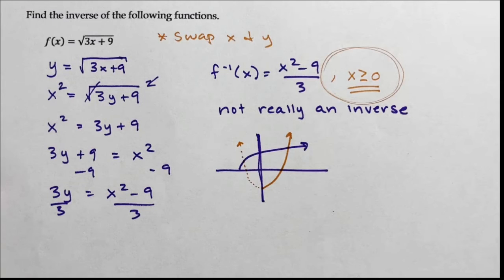Now, if I added x is greater than or equal to 0, then yes, I absolutely have an inverse, but I need to include x is greater than or equal to 0 so I don't have the second half of my parabola, in which case I do have my inverse.